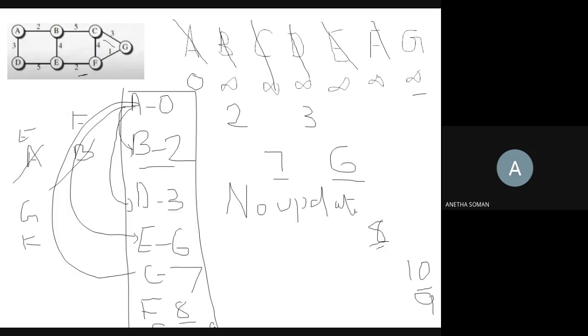Now the corresponding costs are 0, 2, 3, 6, 7, 8, 9. If you add up all these costs, that is 0 plus 2 plus 3 plus 6 plus 7 plus 8 plus 9, you will get some value. That is the total cost to reach from your root node to all the nodes in that network.